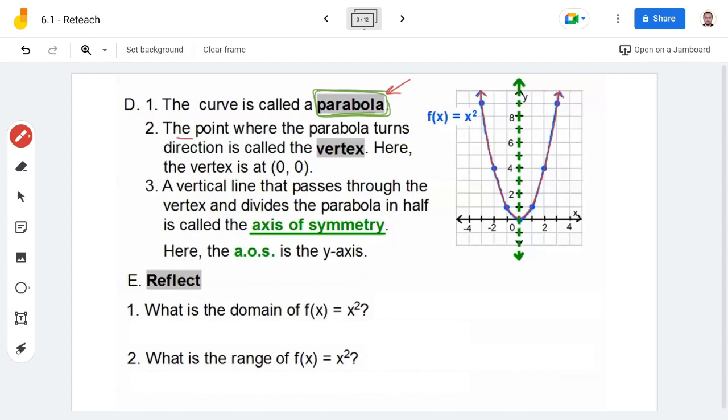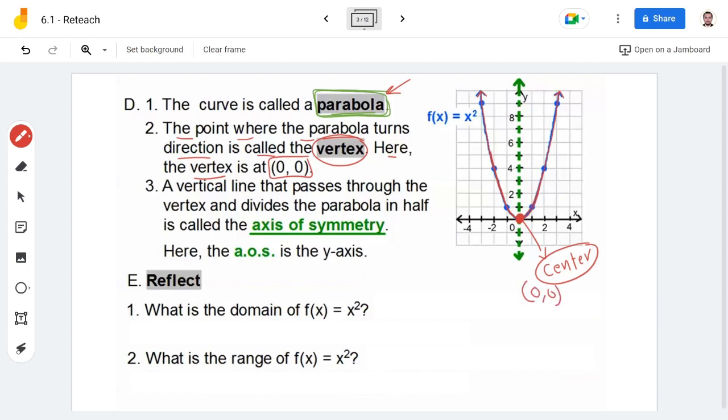Now here, the point where the parabola turns direction is called the vertex. So where is the vertex? The vertex is here. Why do we call this one a vertex? Or we can call it also the center, right? Because it's the center of your graph. If your graph starts, let's say, going down, and then at the vertex it starts going up. So as you can see, that is the vertex, which is the point. In this graph, the vertex is what? 0, 0. So this point is 0 and 0.